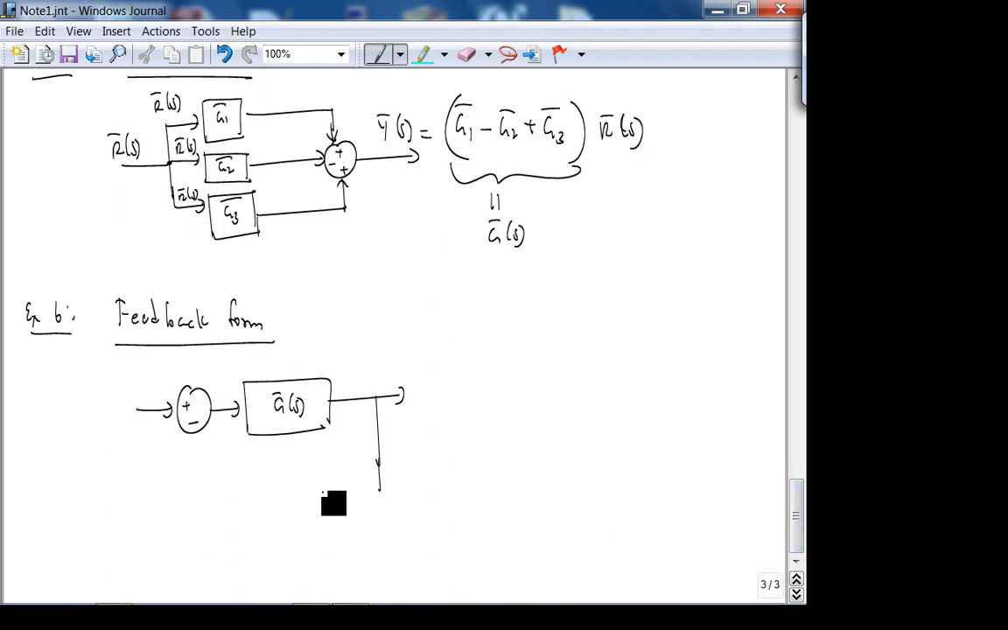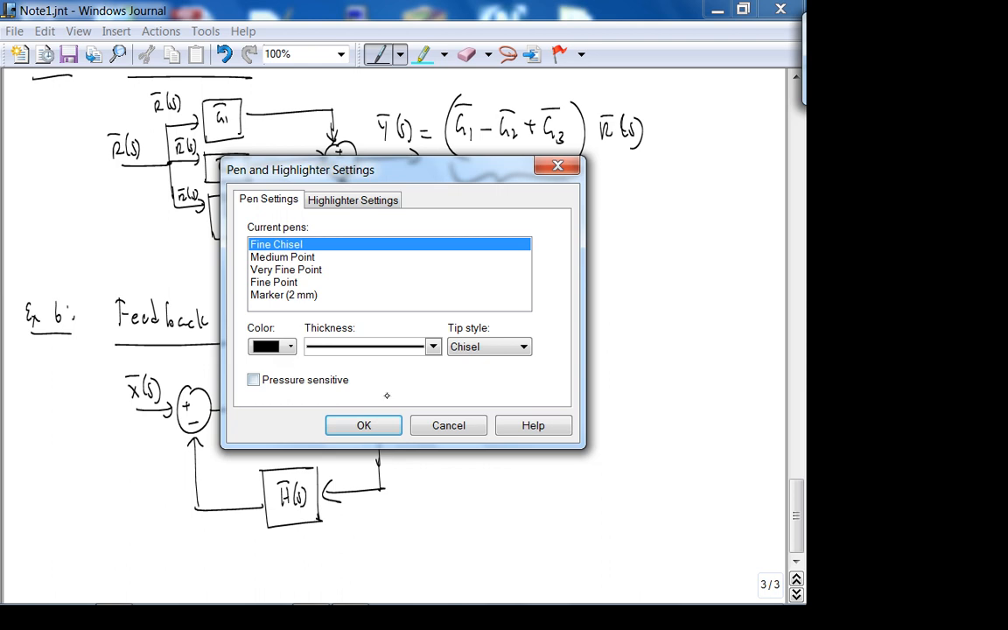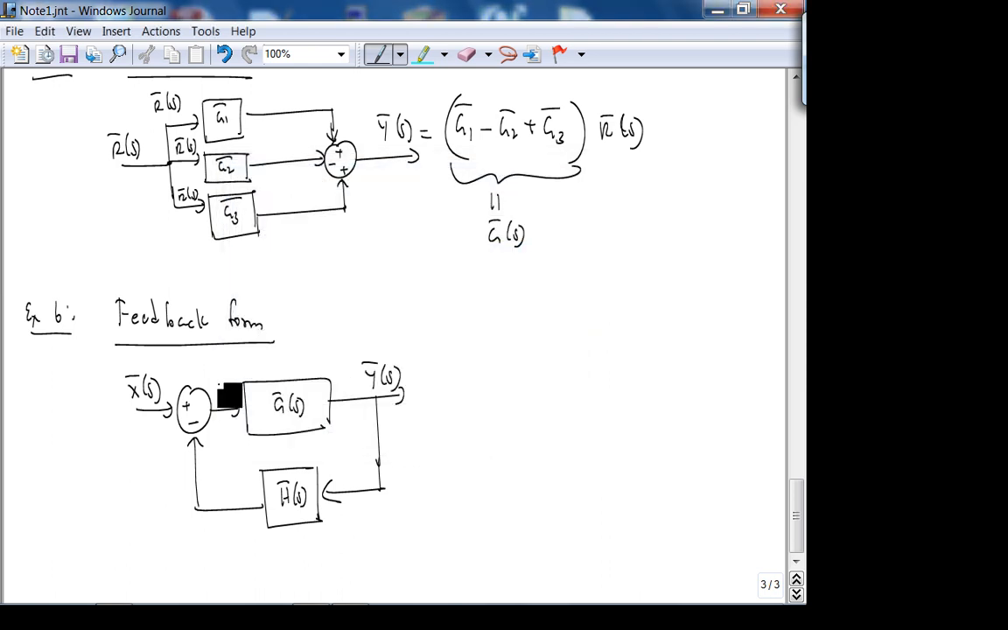G of S. So here is our transducer, H of S. Okay. So here is X. Here is Y. So let's just derive this again. What is this signal called?